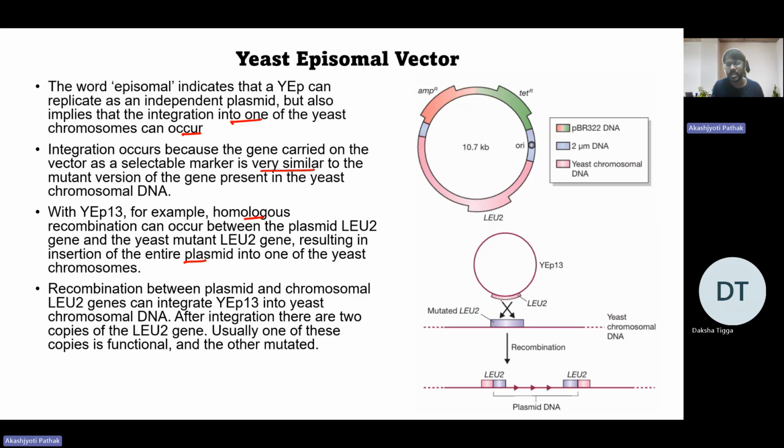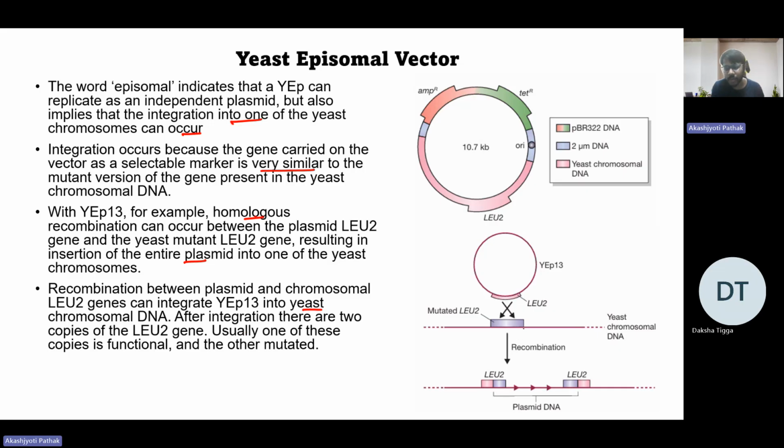So you see here, this is your yeast episomal plasmid vector, and this entire plasmid can be integrated into the yeast chromosome, which has your mutated leucine gene. So the recombination between the plasmid and the chromosomal leucine 2 gene can integrate a yeast episomal plasmid. So after integration, what will happen? There are two copies of the leucine 2 gene.